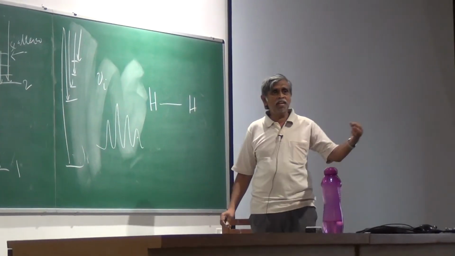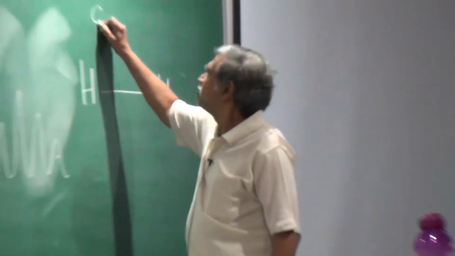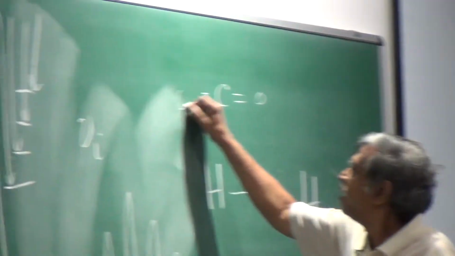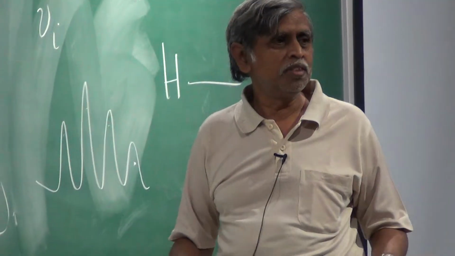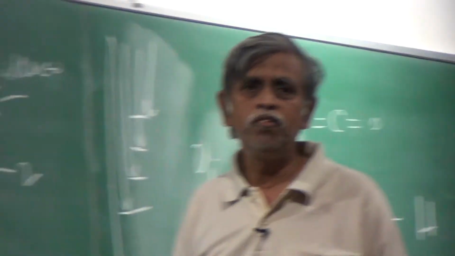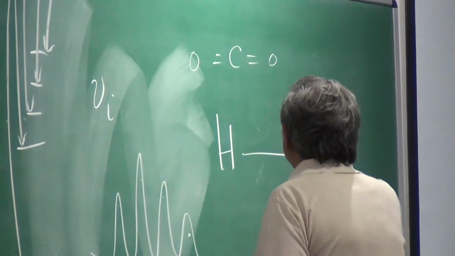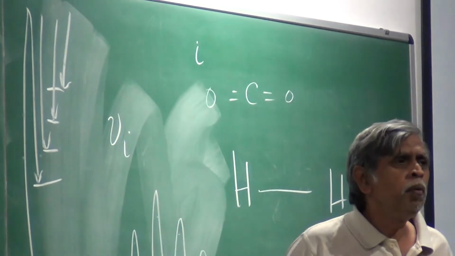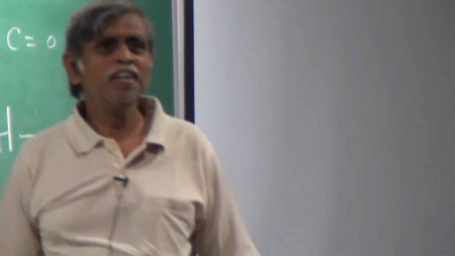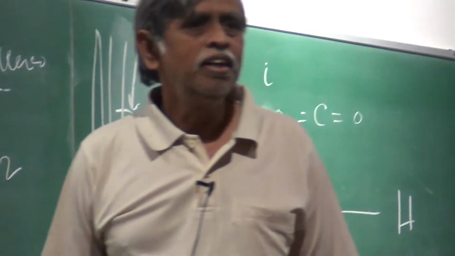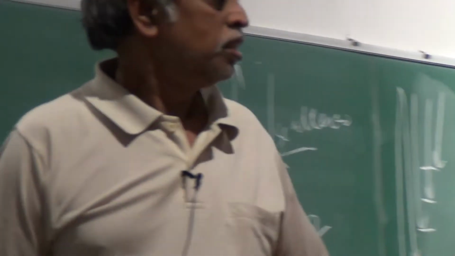What is the big, nice symmetry element that carbon dioxide has? It's got many symmetry elements. There's one very unique symmetry element it has, a center of inversion. This molecule has a center of inversion. You remember what the point group of this molecule is? The linear molecule D infinity h. So this has a center of inversion.